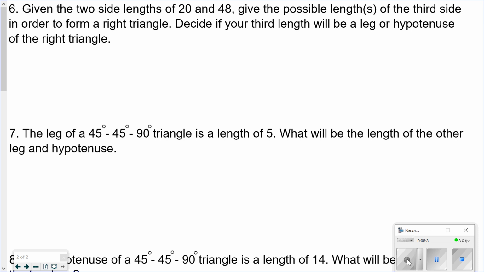Number 6: given the two side lengths of 20 and 48, give the possible lengths of the third side in order to form a right triangle. Decide if your third length will be a leg or a hypotenuse. In this case, there are two scenarios. The first is that the side we're looking for is the hypotenuse, and the other is when x is a leg. So let's draw out both of these situations.